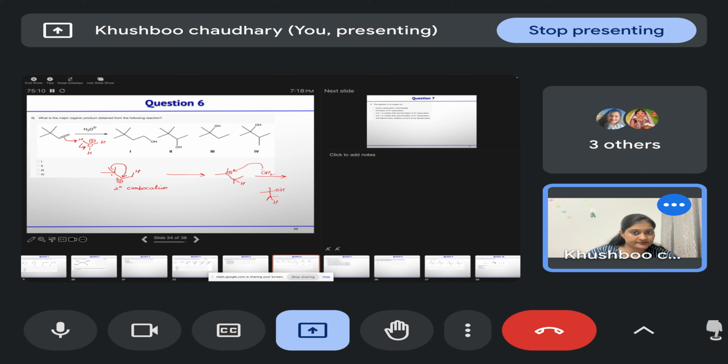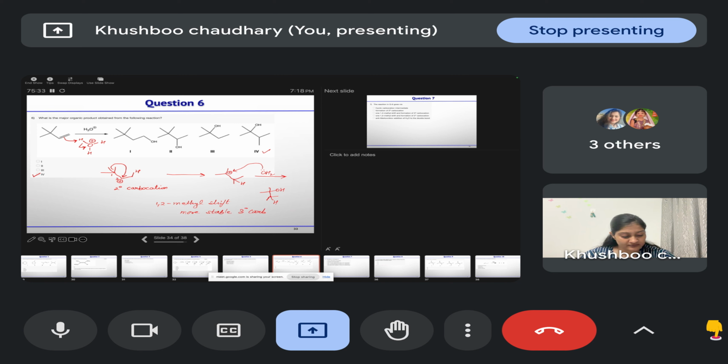Okay, ma'am. Yeah. So the correct answer is option 4. The major product in this is the fourth. And the reaction takes place through a 1,2 methyl shift. Why does that shift happen? Because of the formation of a more stable carbocation. Corresponding carbocation more stable. Yeah.